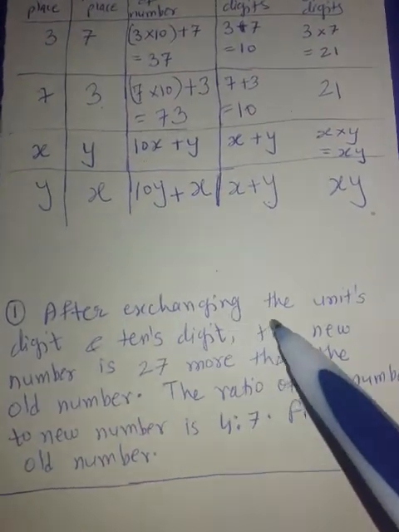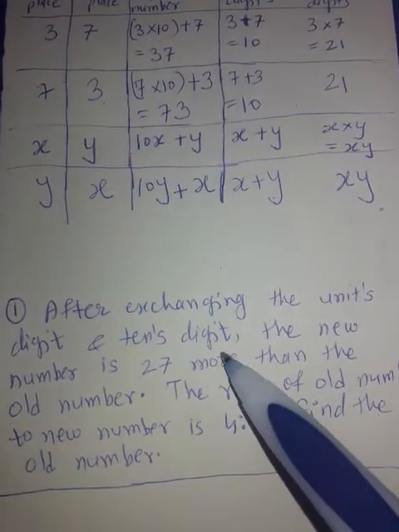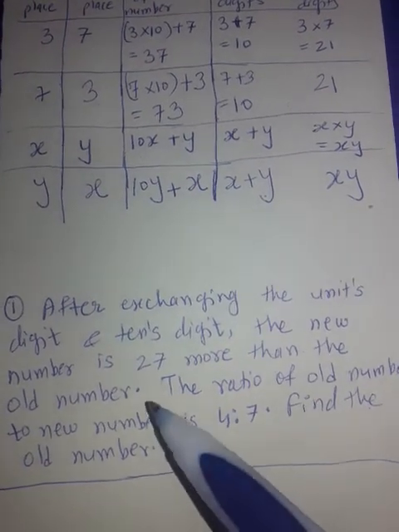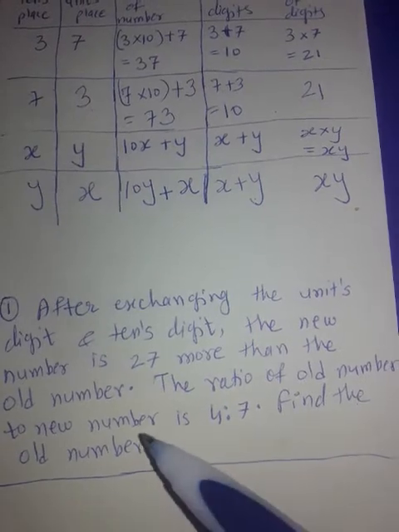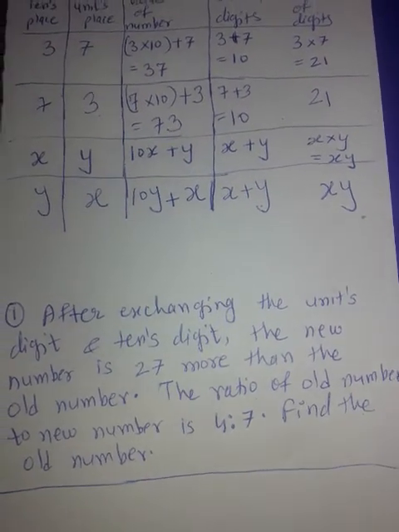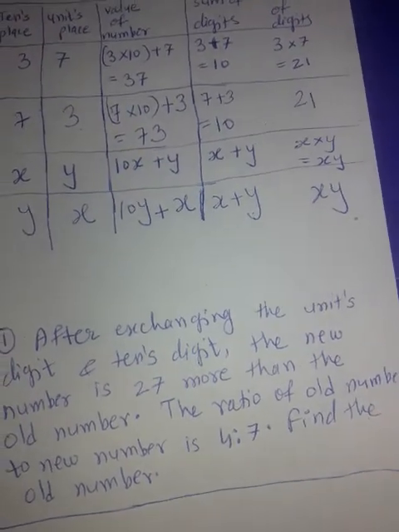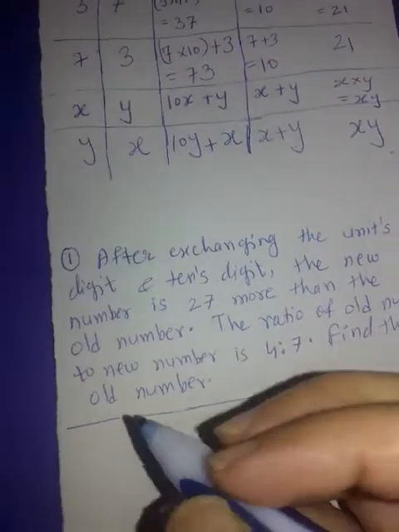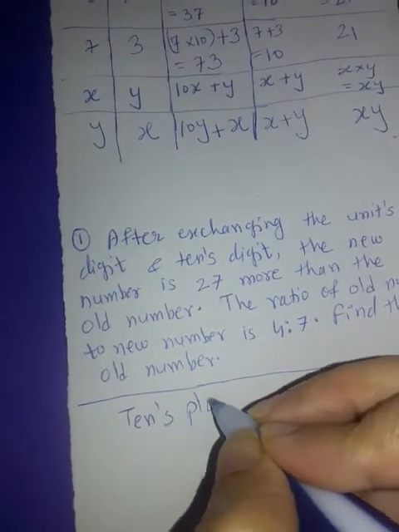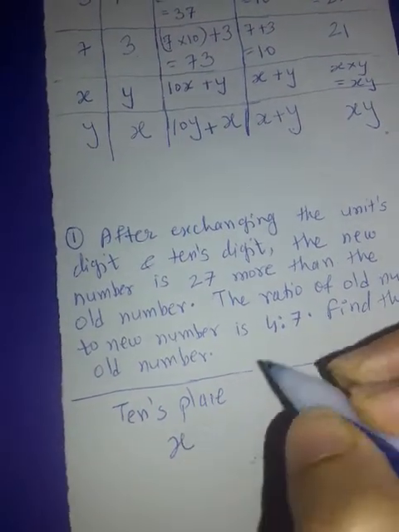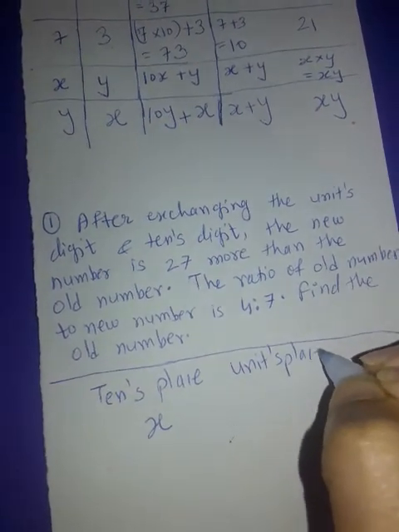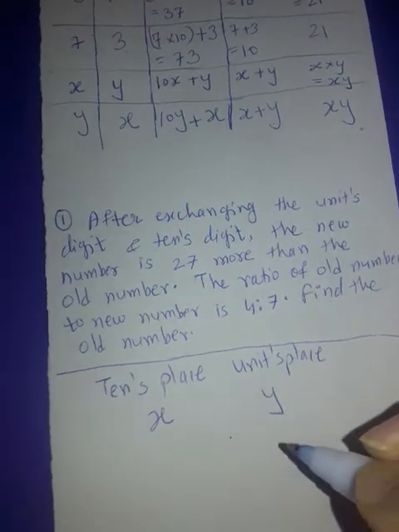After exchanging the units digit and tens digit, the new number is 27 more than the old number. The ratio of old number to new number is 4:7. Find the old number. This is the original number with which we started. So how can we start? Let the tens place be x. Let the units place be y. We will start like this.